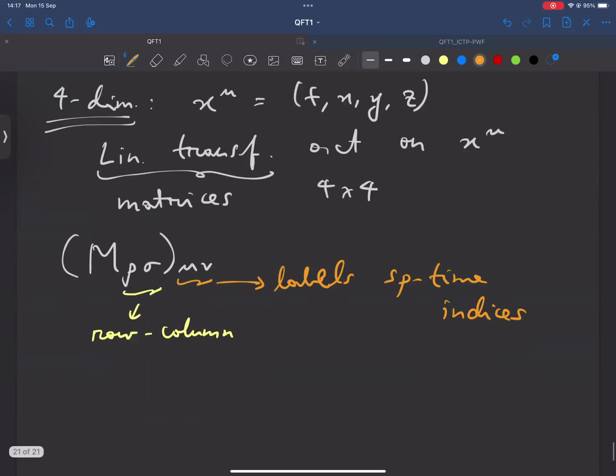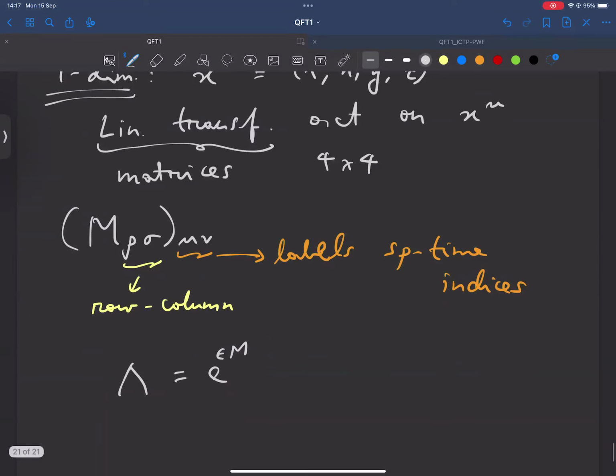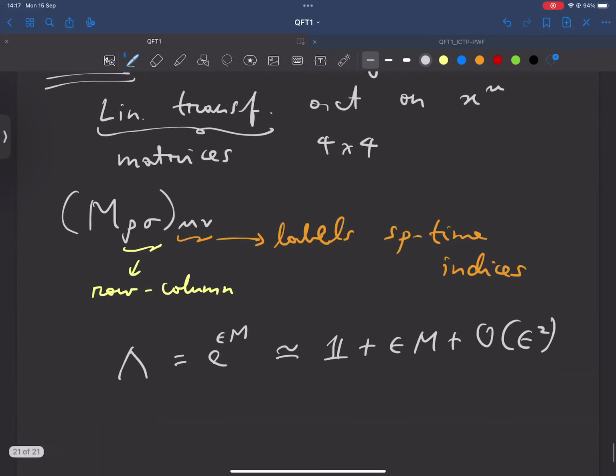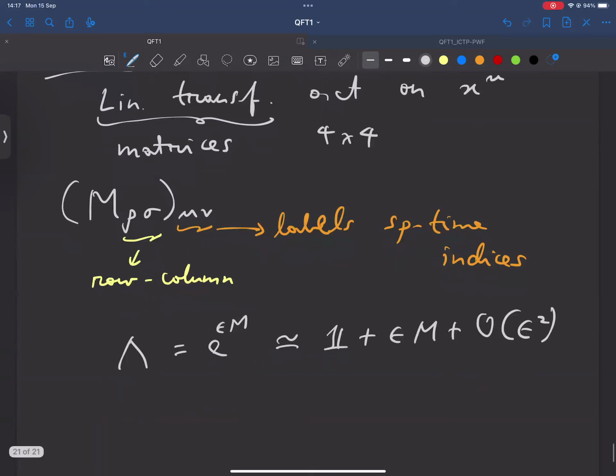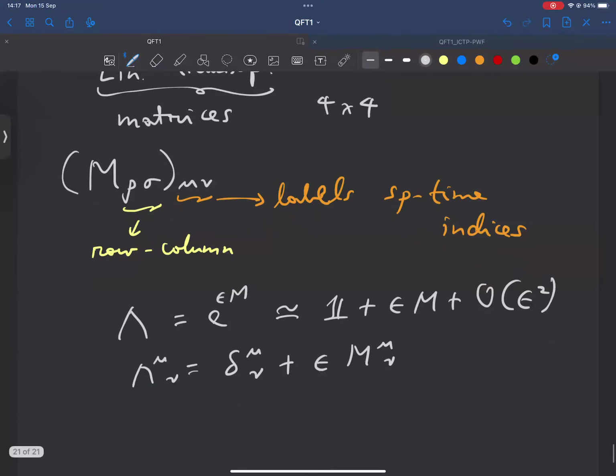Okay, and recall where that came from. We said lambda is e to the power M because we want to look near identity. So when expanded, this was roughly this, right? Plus we neglected all second and higher order corrections. Now this, if you write down with indices, became something like this, right? So these, as they stand, are space-time indices.